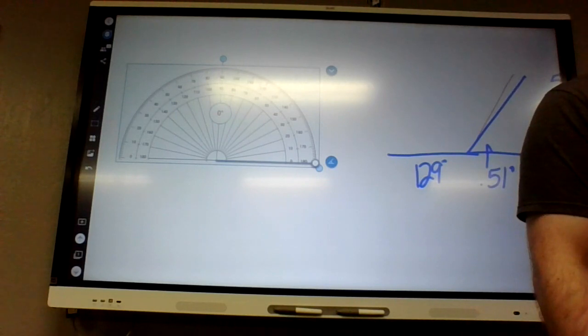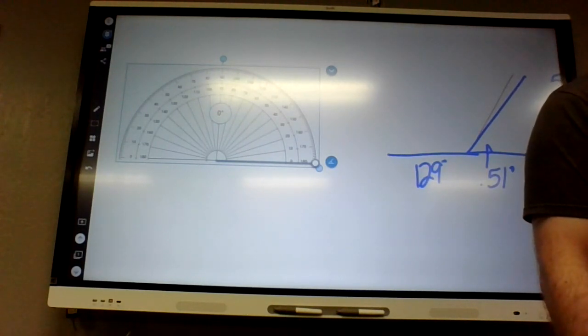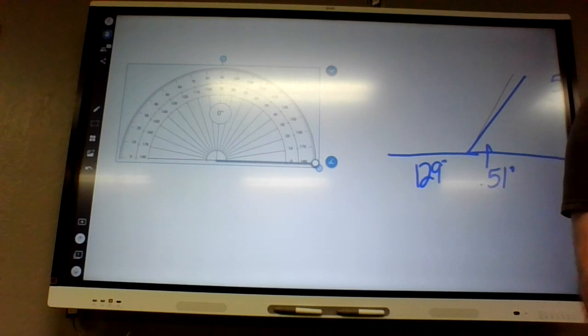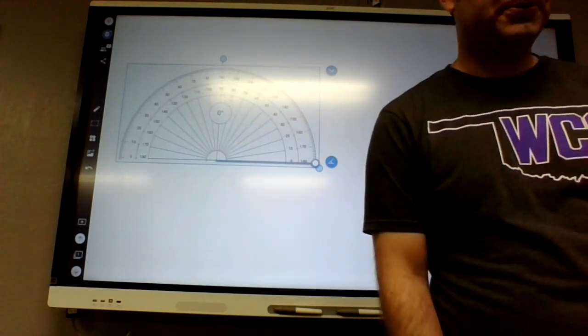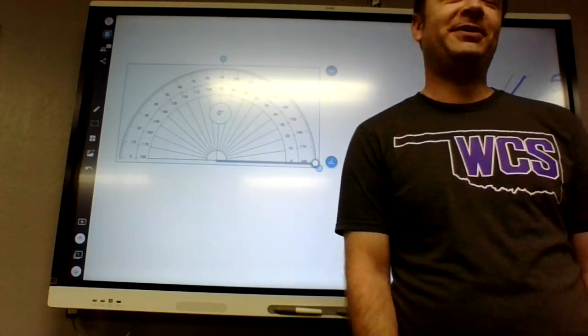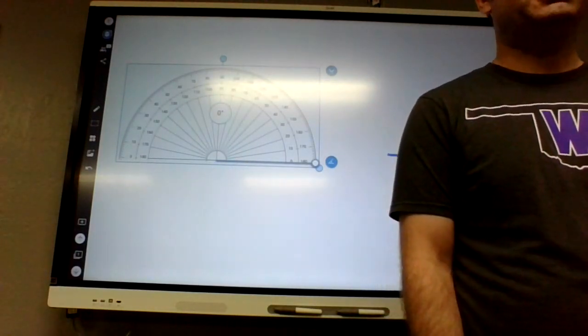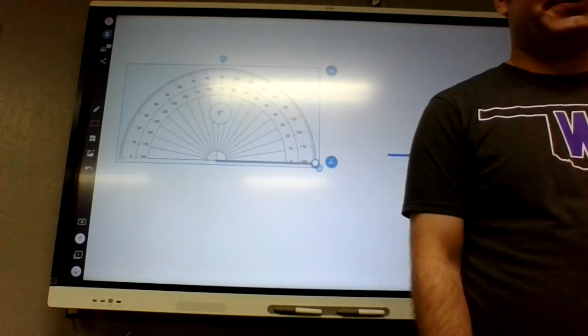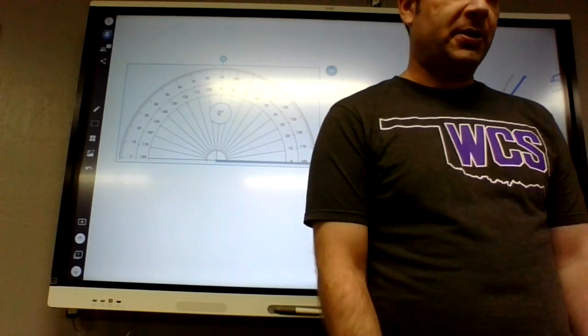Can I say it when we're done? All right, Roman, what'd you get? 126. Not exactly, but you got credit. 127. Getting warmer. 128 is what they put. Dang it! I measured it so carefully. I know, it's really hard, especially because those protractors are pretty tiny. But yeah, 128 is what they put. So it looks like you guys got the hang of it.